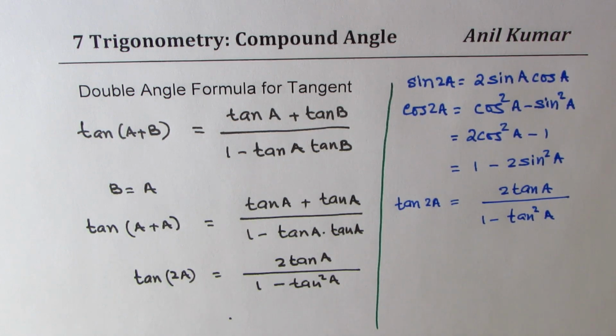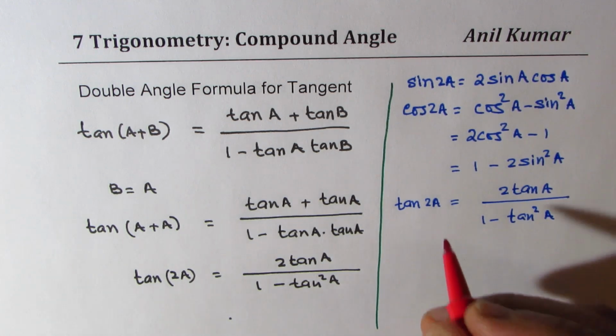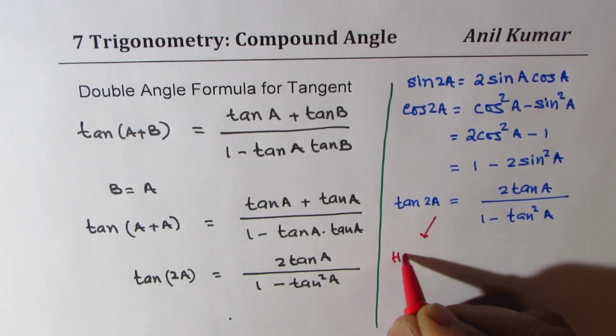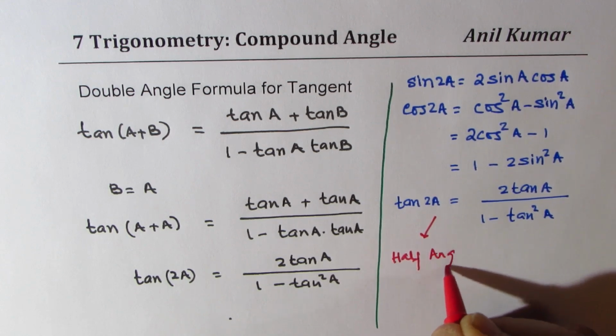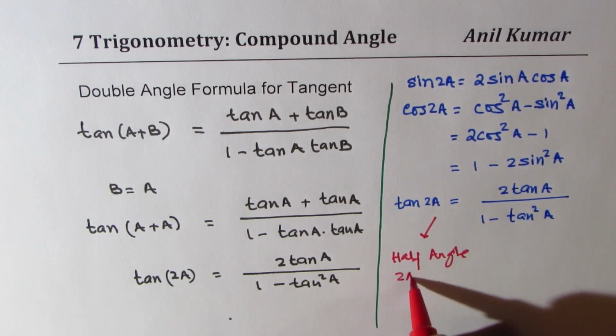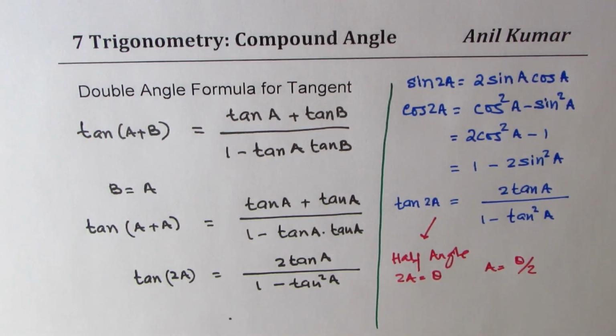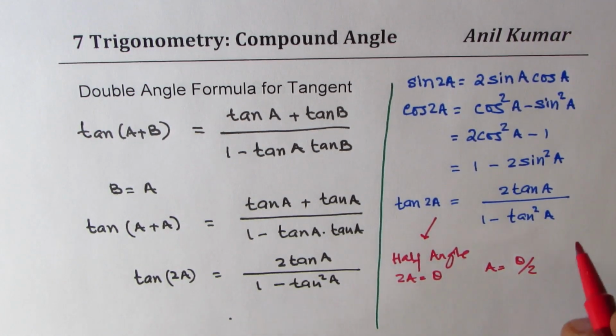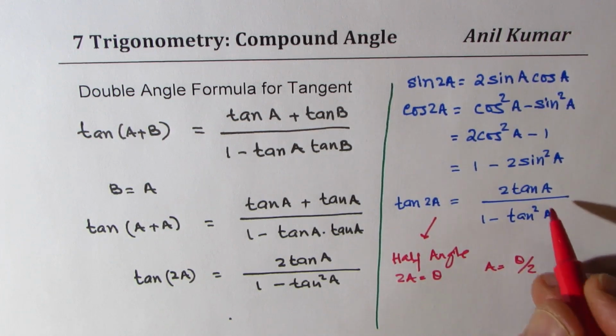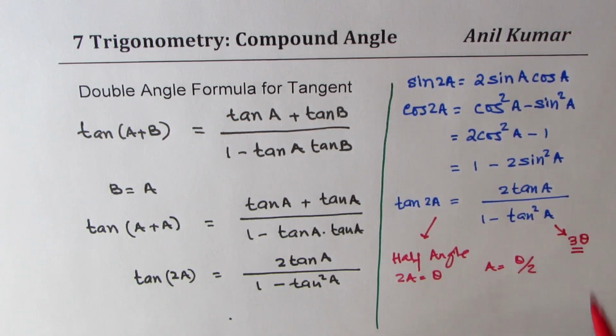From here, we are going to do a couple of things. We are going to generate half angle formulas. The substitution, of course, is 2A equals theta, so A equals theta by 2, and you get half angle. But before going there, let's also look into triple angles. Let's take one example and then we'll go to our formulas. We'll have many questions based on these formulas in following videos.